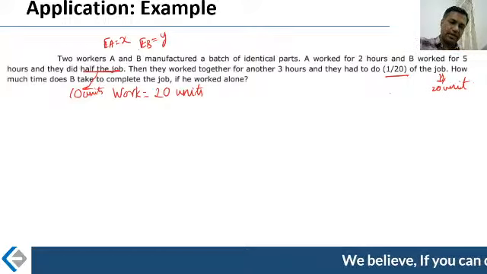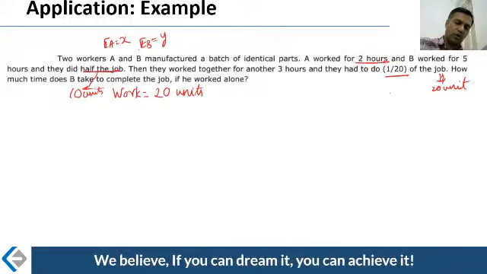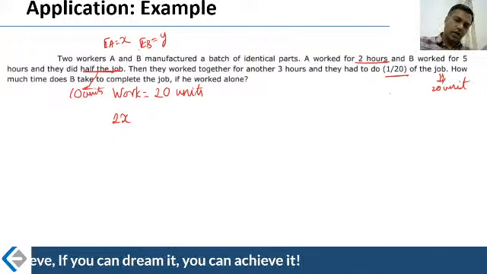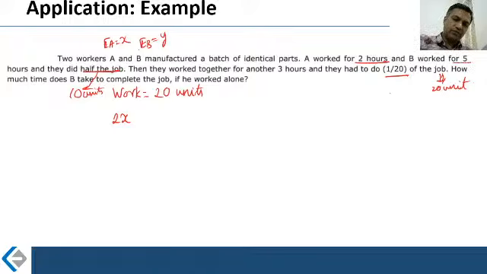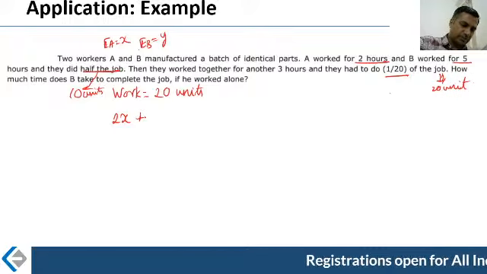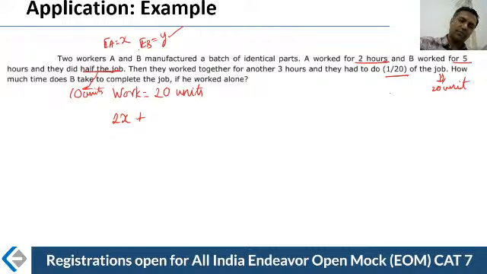Good. So what happened here? A worked for 2 hours. What is the task accomplished? Therefore, 2x. A worked for 2 hours means how many units he delivered? 2x units he delivered. Good. So B worked for how many hours? 5 hours. B worked for 5 hours means how many units he delivered? He delivers y units per hour, so he delivers 5y units. Together equal to how much? 10 units. Why? Half job is done. Half job means how many units? 10 units.